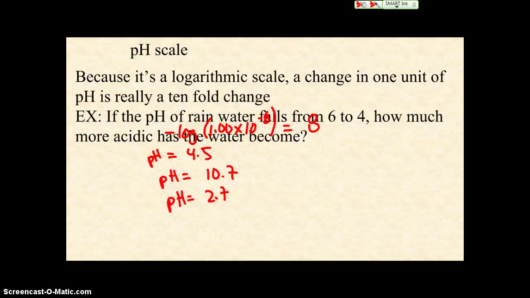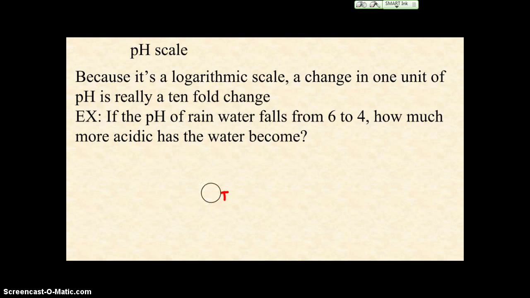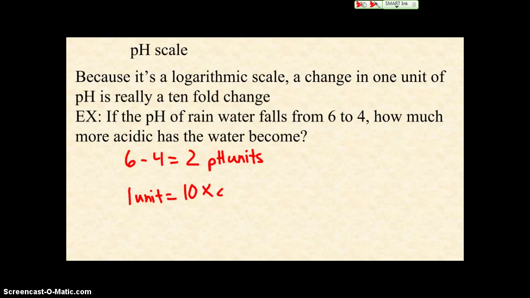The other thing to keep in mind with the pH scale is that we've taken the negative log of the exponent. When you go from a pH of 6 to 4, you don't have 2 times as strong an acid. You actually have 10 times 10 as strong an acid, because this is 2 pH units, and 1 unit of pH is a 10 times change. So if you change it twice, you have to take 10 times 10, or a change of 100.